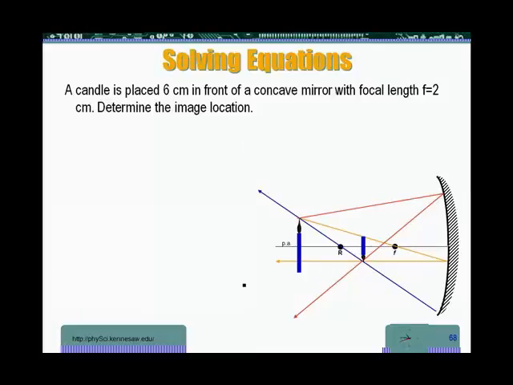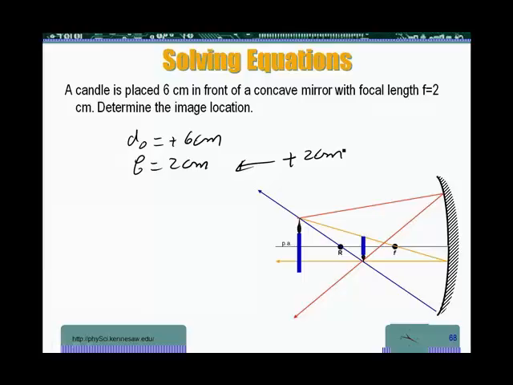Okay, let's work a couple of examples. A candle is placed 6 centimeters in front of a concave mirror with a focal length of 2 centimeters. What's the image location? Okay, so 6 centimeters in front of the mirror, that's DO, and it is plus 6 centimeters since it's in front of the mirror. Focal length is 2 centimeters. It is a concave mirror, meaning positive 2 centimeters. If we were told that it is a convex mirror, then it would be a minus 2 centimeters.